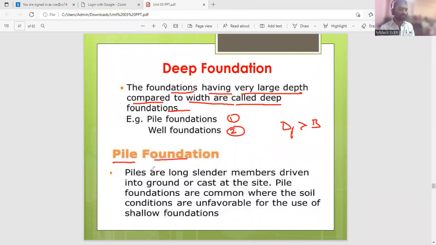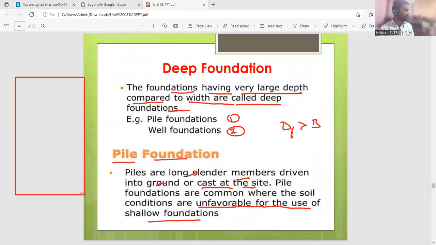Piles are long slender members driven into the ground or cast at the site. Pile foundations are common where the soil conditions are unfavorable for the use of shallow foundations. Consider this is an area. Okay, this is the area. The soil is very weak soil.